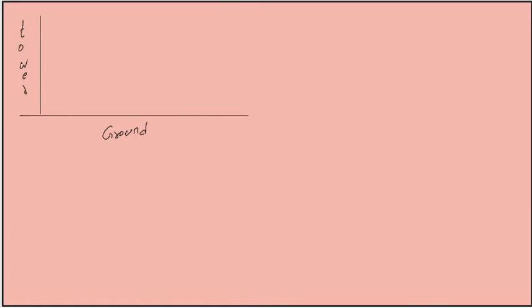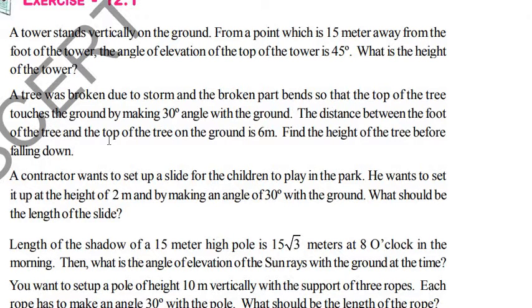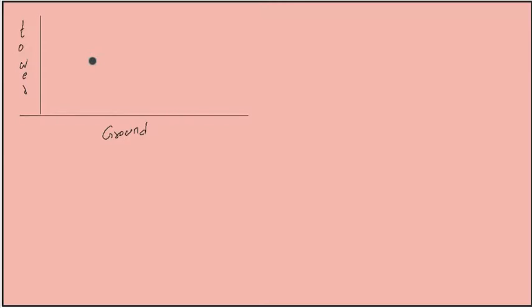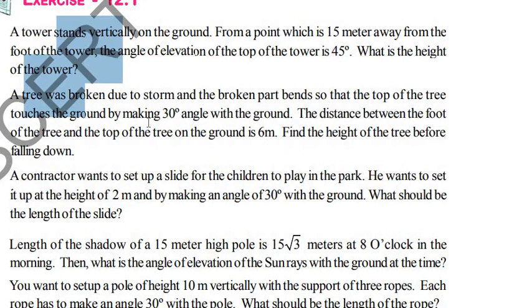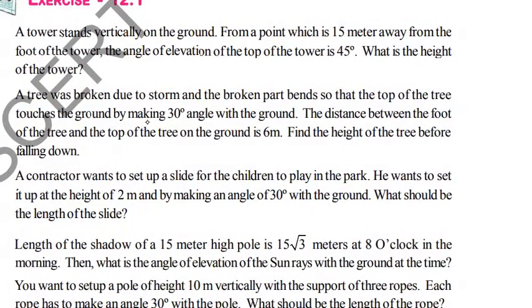Any doubt till now? A tower stands vertically on a ground, from a point which is 15 meters away from the foot of the tower. Where is the foot of the tower? This is the foot of the tower. 15 meters away, some point is there. Let this distance be 15 meters. Angle of elevation.